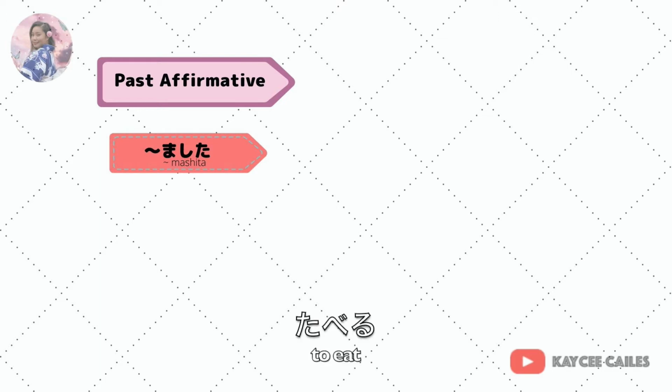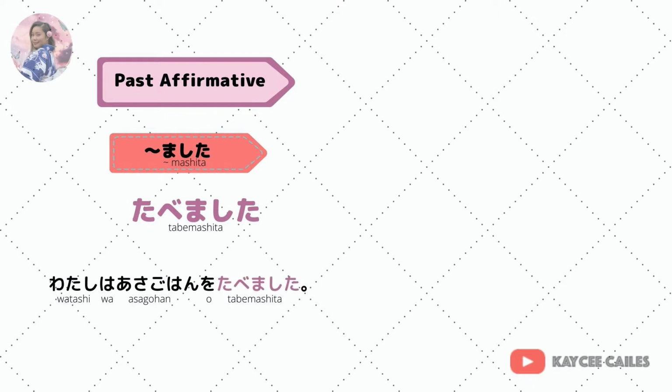First, let's start with verb conjugation for past affirmative. On this tense, we will use mashita along with the verb. Let's say for example, our verb is taberu, which means to eat. It will then become tabemashita, which means ate. And to use this in a sentence, we say, Watashi wa asa gohan o tabemashita. I ate breakfast.